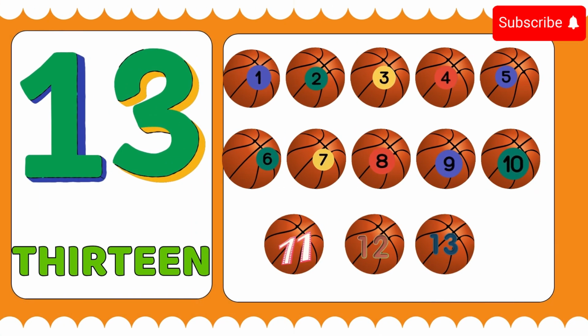13. Can you say it with me? 13. The spelling of 13 is T-H-I-R-T-E-E-N. Let's count balls. 1, 2, 3, 4, 5, 6, 7, 8, 9, 10, 11, 12, 13. 13 balls.